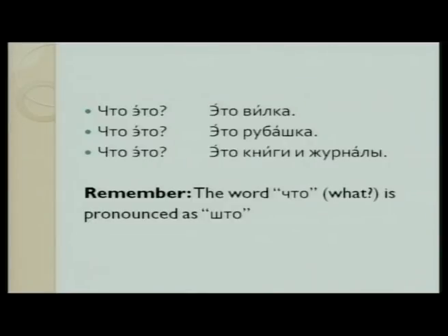In the last one, we have seen that we have used книги и журналы in plural forms. So, accordingly, whenever anything is asked like what is this, you can always use the singular and plural forms. Dear learners, please remember the word что, which means what, is pronounced as что, sh, te, o in place of che, te, o. Что это?